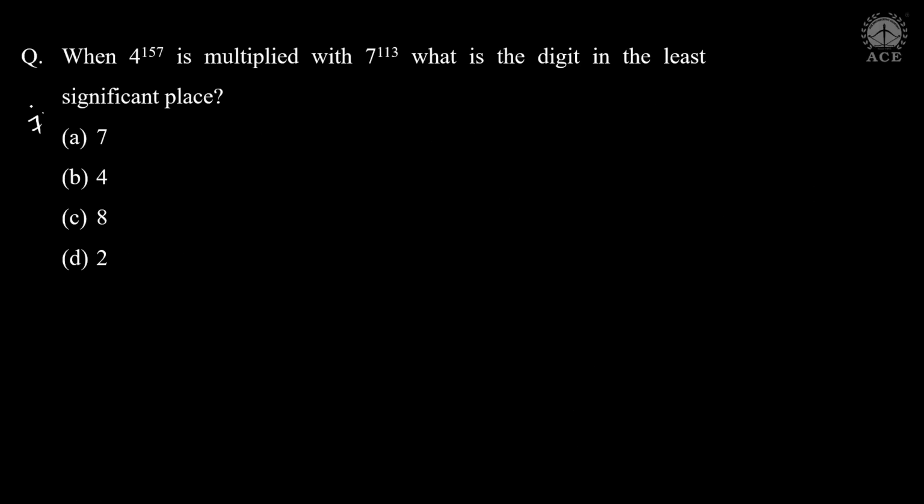Now see this question, my dear friends. When 4 power 157 is multiplied with 7 power 113, what is the digit in the least significant place? Means units place. They're asking for the units place, my dear friends. What is there in the units place for 4 power 157 and 7 power 113? Units place, my dear friends, check it out once.